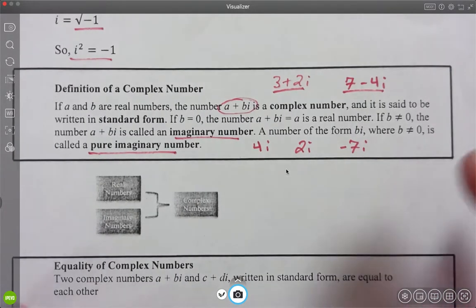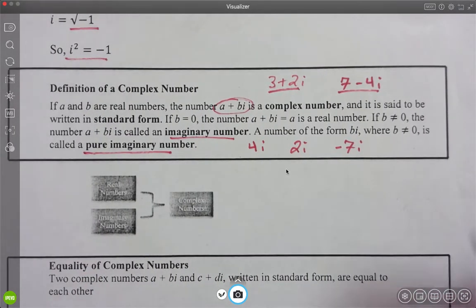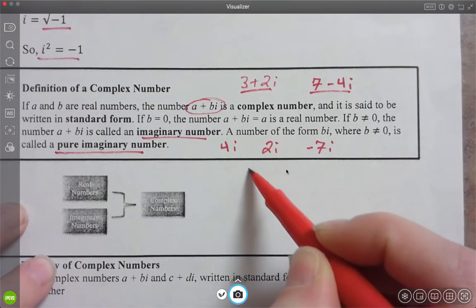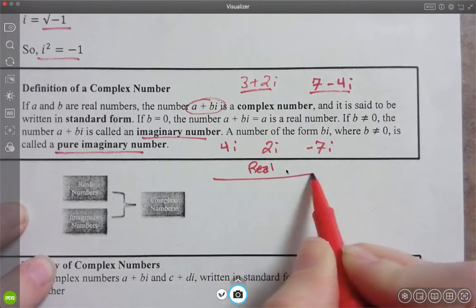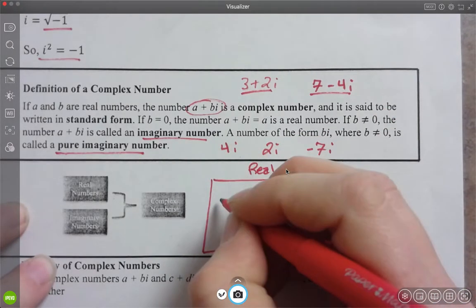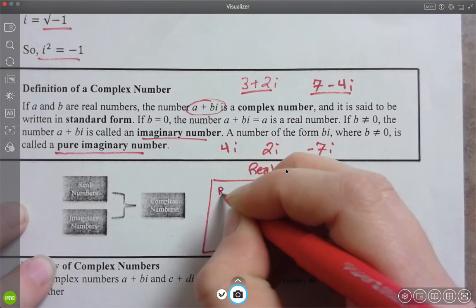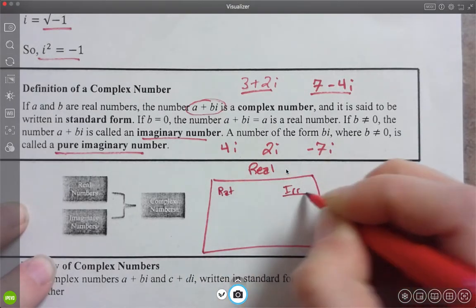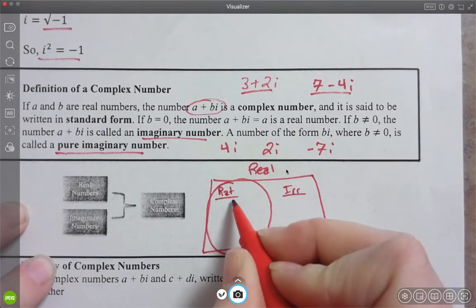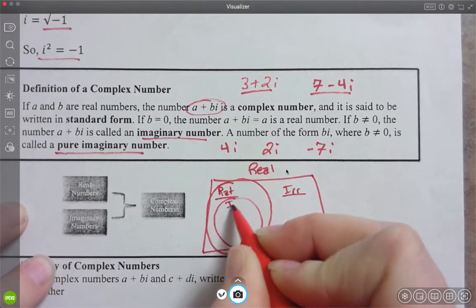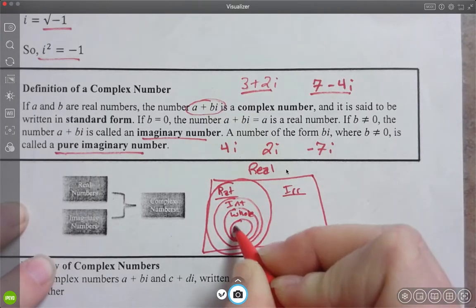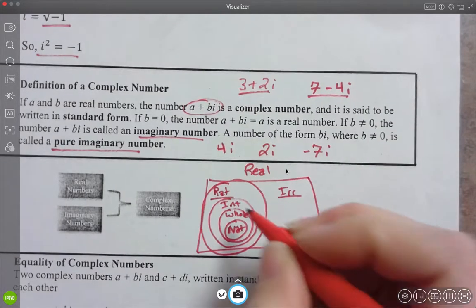All right, so where do complex numbers or imaginary numbers fit in the scheme of all the numbers? So real numbers are every single number that exists. If you're looking at a Venn diagram that has all of the real numbers, it's every number that you can think of. Within that, we have rational numbers, and we have irrational numbers. If this is the bubble of rational numbers, then within those we have integers, then within those we have whole numbers, and within those, we have natural numbers. So rational numbers, integers, whole numbers, natural numbers.